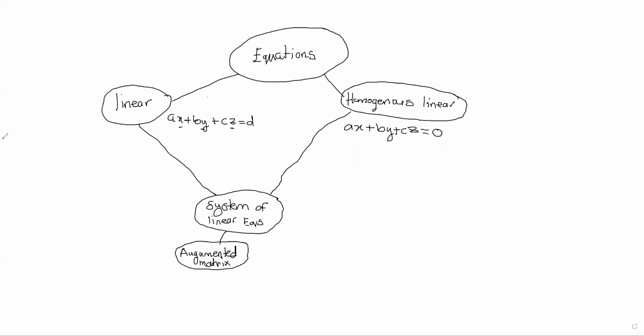Yeah, once we have an augmented matrix, we can talk about elementary row operations. I'm gonna come back to this. Right? So you can see the flow chart.